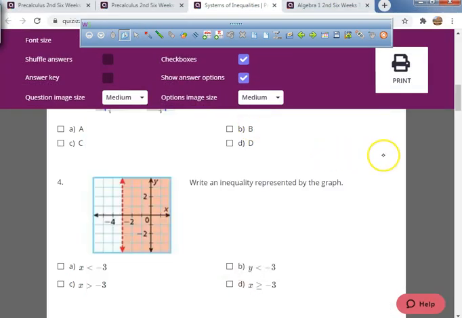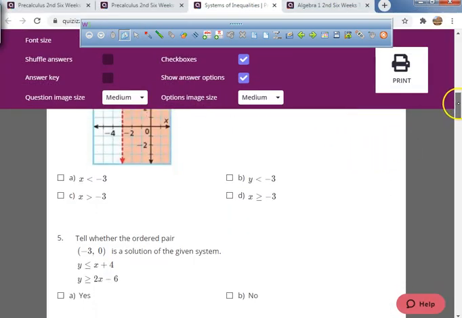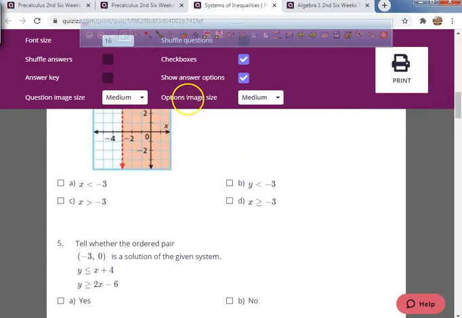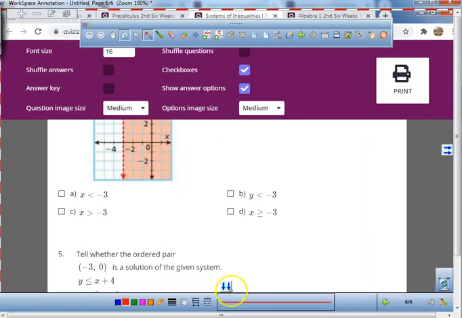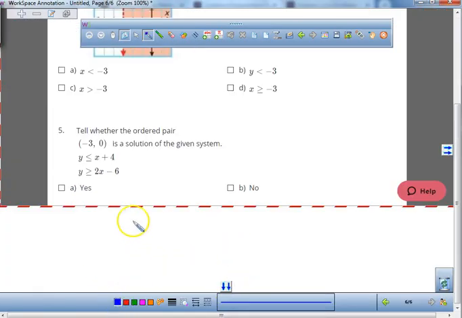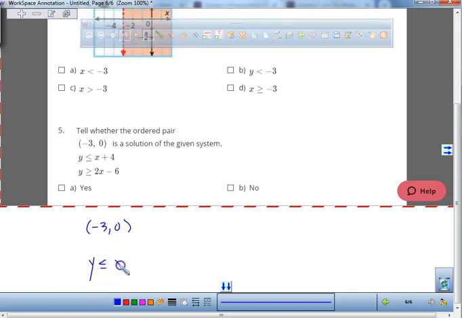All right, moving down. Okay, everybody, listen up. I need you guys to put number 5 in your journal. This is going to be super important because there's no graph. I need you guys to write (-3, 0), and y is less than or equal to x plus 4, and y is greater than or equal to 2x minus 6. So please put that into your journal.